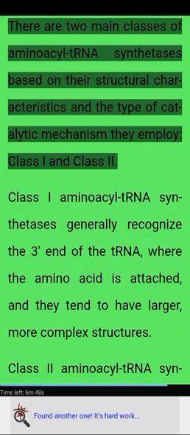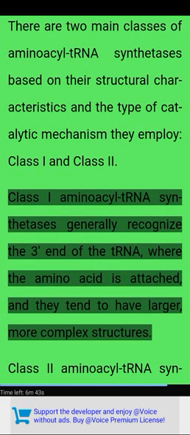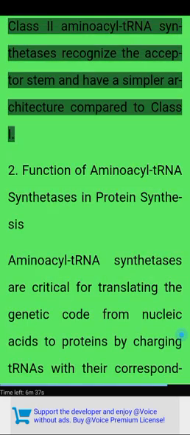There are two main classes of aminoacyl tRNA synthetases based on their structural characteristics and the type of catalytic mechanism they employ, class 1 and class 2. Class 1 aminoacyl tRNA synthetases generally recognize the 3' end of the tRNA, where the amino acid is attached, and they tend to have larger, more complex structures. Class 2 aminoacyl tRNA synthetases recognize the acceptor stem and have a simpler architecture compared to class 1.